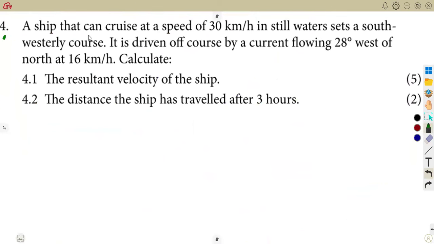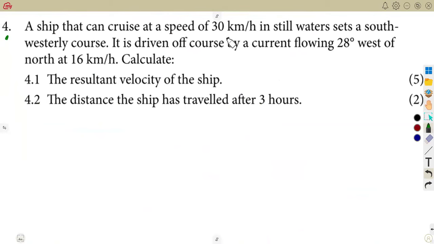They are saying here a ship that cruises at a certain speed. So there is a ship there, and it's going at this speed in still waters, sets a south westerly course. It is driven off by a current flowing, take note, it is flowing in that direction, not from that direction, 28 degrees west of what? Of north at this speed. Calculate the resultant velocity of the ship.